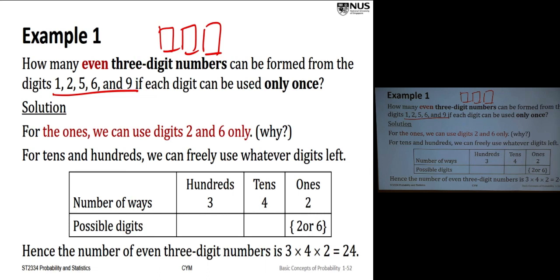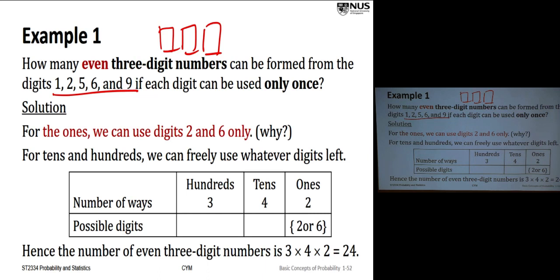So life is like that. Once you have so many constraints, are they all in an equal status, or do some carry more weight? It's more important. We must fulfill that constraint first before we move on. So which one is more important? 3-digit number, even number, or use only once? Even number.